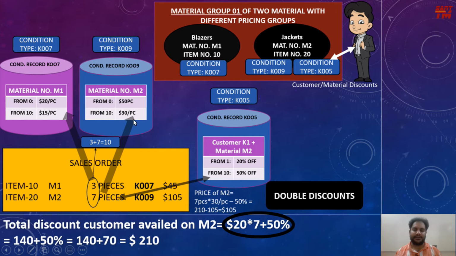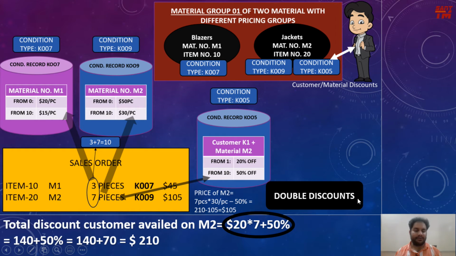So a $20 per piece discount is being given to the customer through this condition, and an additional 50% off is being given through the other condition. So the customer is getting $20 into 7, that is $140, plus 50% discount. 50% of 140 is 70. So the customer is getting a $210 discount and is paying only $105. So a very high discount and a very low billing amount is being given to the customer. So this is the problem.